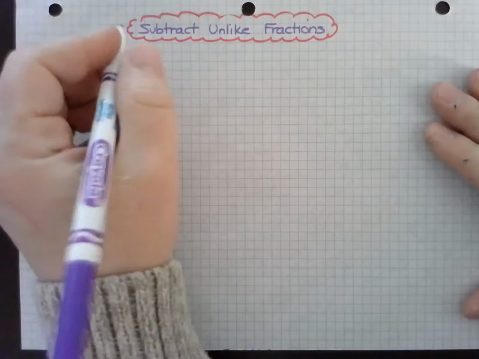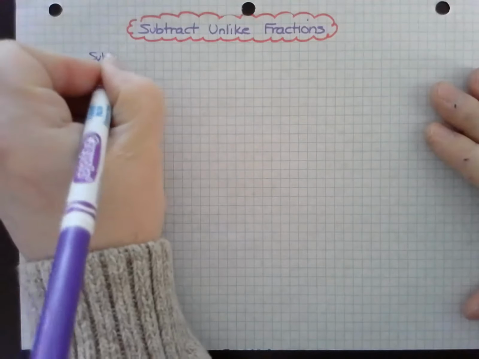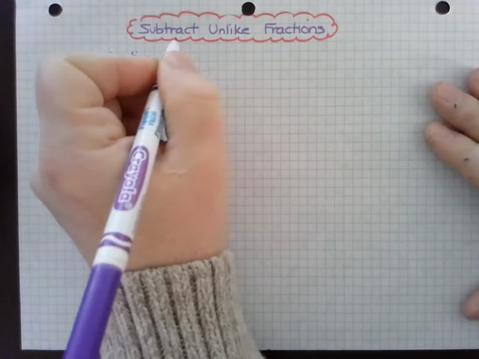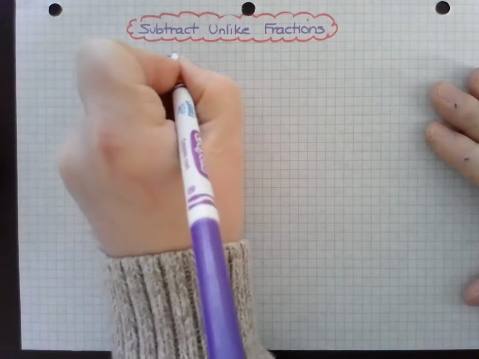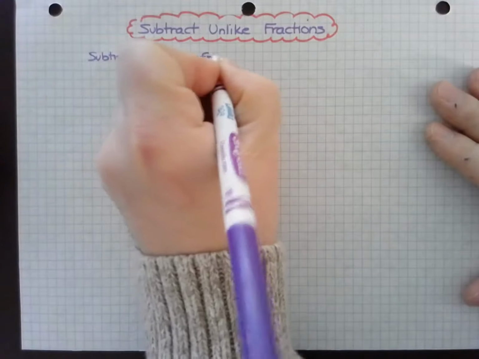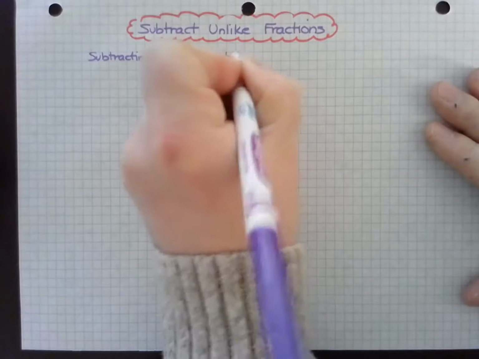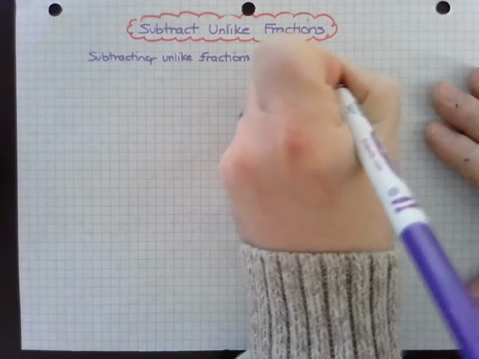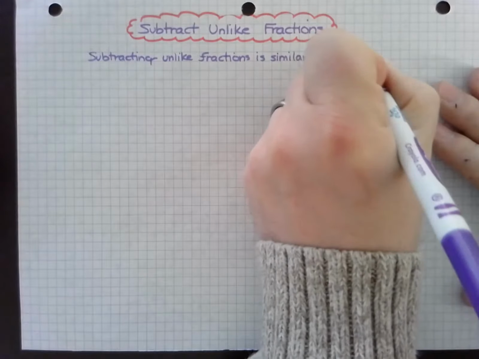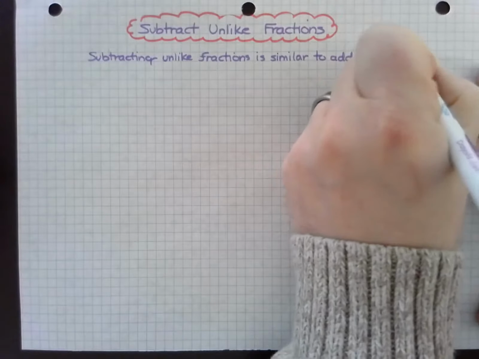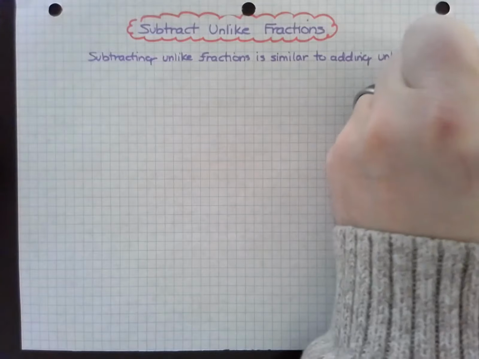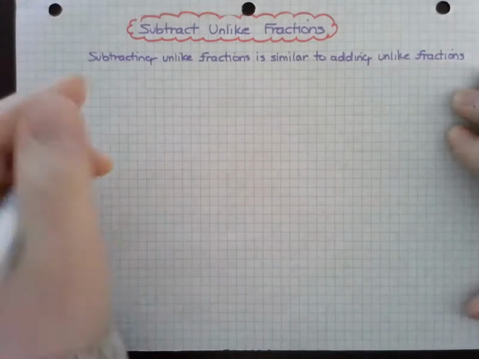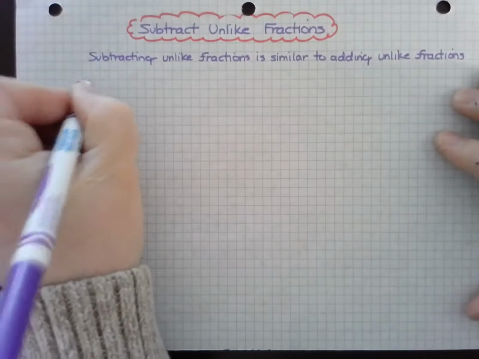Subtract unlike fractions. Subtracting unlike fractions is similar to adding unlike fractions. And the rules are the same. So let's take a look at an example.